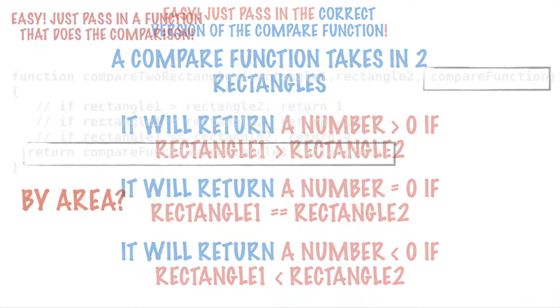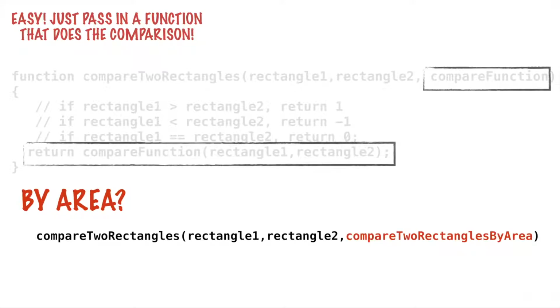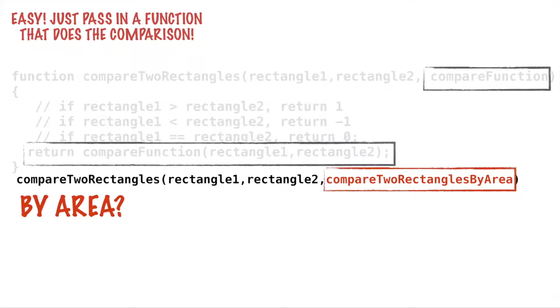Let's go back to comparing our two rectangles. We are going to pass in a function that does the actual comparison, and we are going to pass in a function which compares two rectangles by area. So we'll call compare two rectangles, that's the basic higher order function, and pass in our comparison function. Our comparison function is called compare two rectangles by area, and the implementation of this function will actually compare the two rectangles on the basis of its area. Let's see what the implementation looks like.